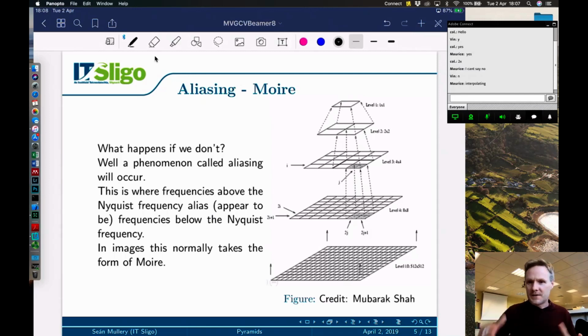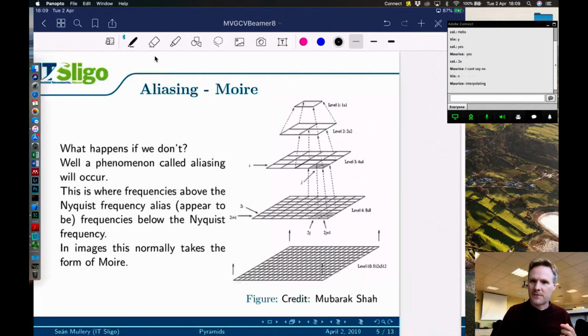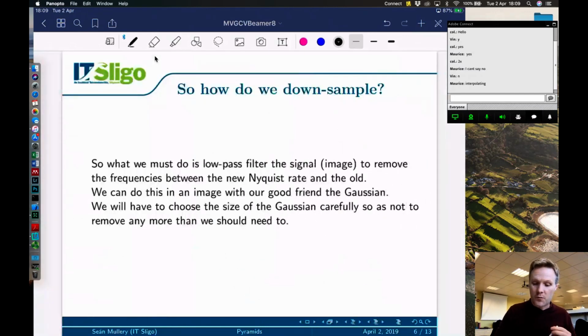I don't want to go majorly into digital signal processing. It's a completely different module that I teach, but it is just important to be aware that these effects are very, very real, and that there's not just a simple way around them. You can't just ignore them. So we're going to have to smooth, or do low pass filtering on this, and of course we can do that with a Gaussian. So what we must do is low pass filter the signal or the image to remove the frequencies between the new Nyquist rate and the old. We can do this in an image with our good friend the Gaussian.